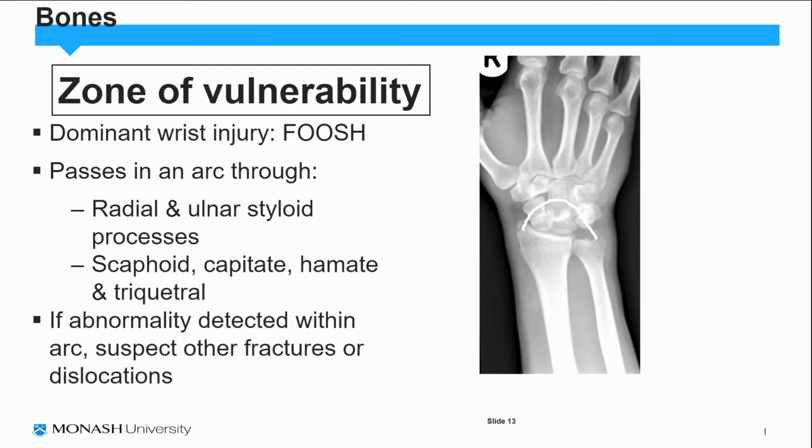The zone of vulnerability indicates where trauma can occur following a Fuchs injury. So I've drawn an arc there, and it passes through the radial and ulnar styloid processes, and then the scaphoid, the capitate, the hamate, and the triquetrum. So if abnormality is detected within the arc, you should search carefully for other fractures or dislocations.